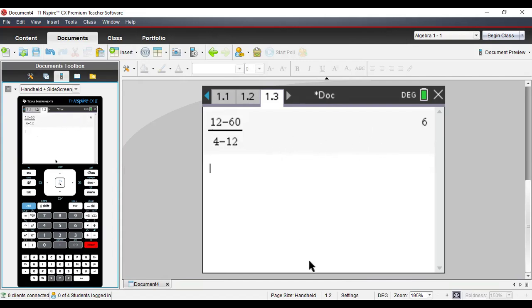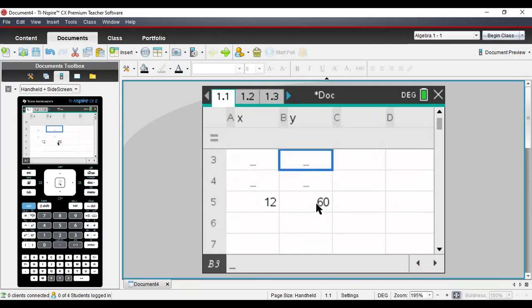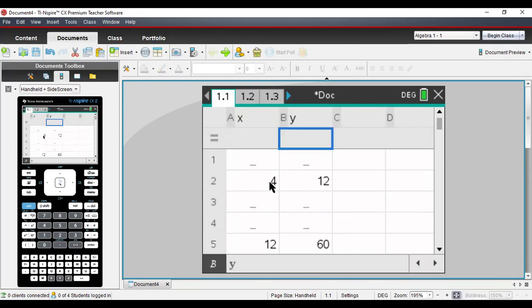So that's your answer. But I want you to see that you can still use the spreadsheet. You just have to realize you only need 2 points. That's always the case. Whenever you're doing average rate of change, you need 2 points. So that's it. I'm going to stop and I'm going to post.